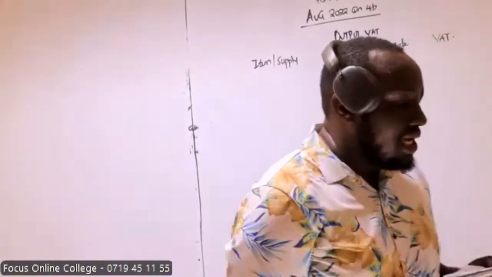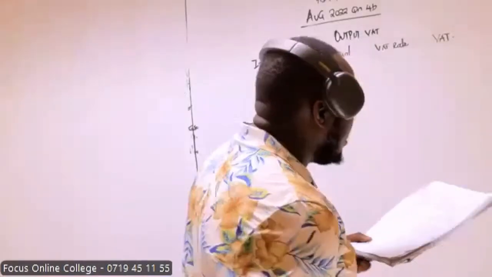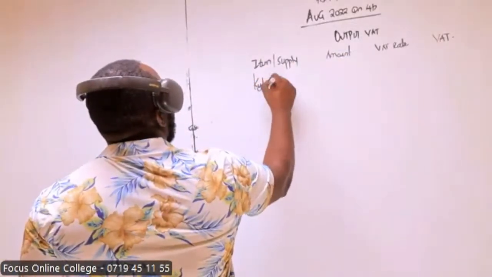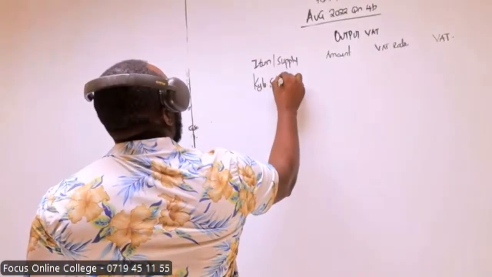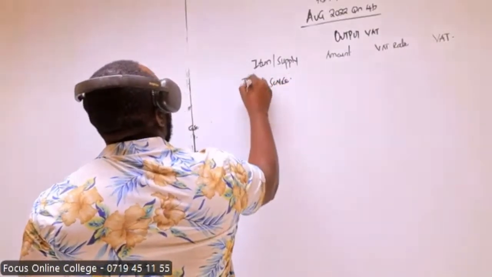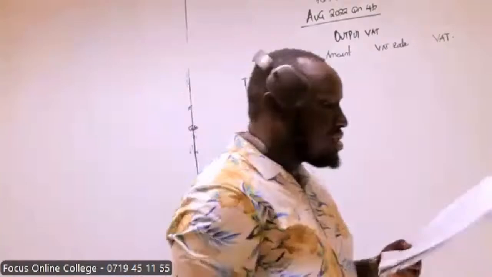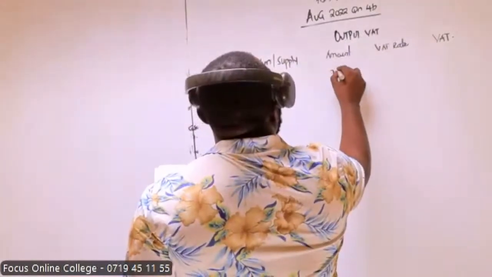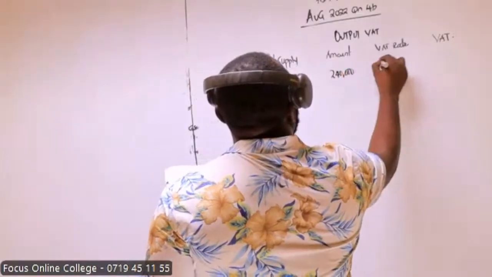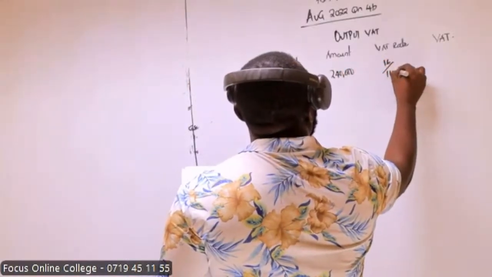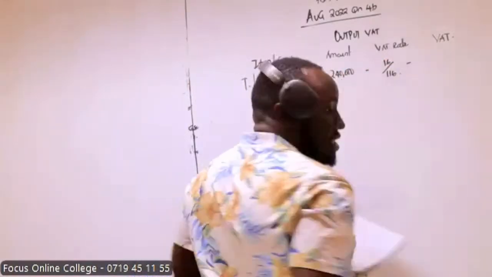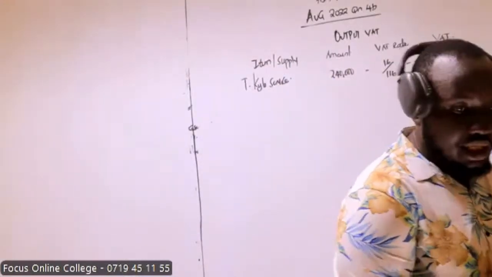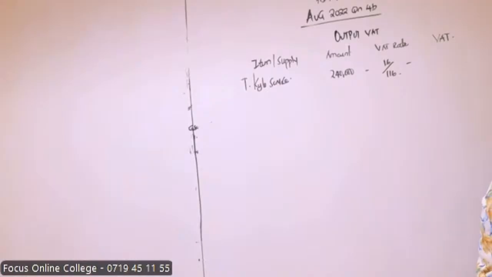What about training services by Kylie Services? The tax point for that is November. So we have it as 240, with VAT at 16 over 116. Give me that: 16 over 116. You're the guys to support me on that.